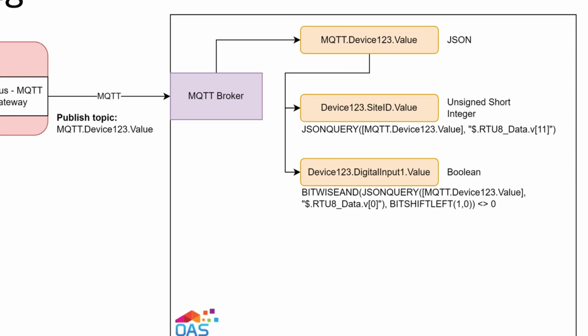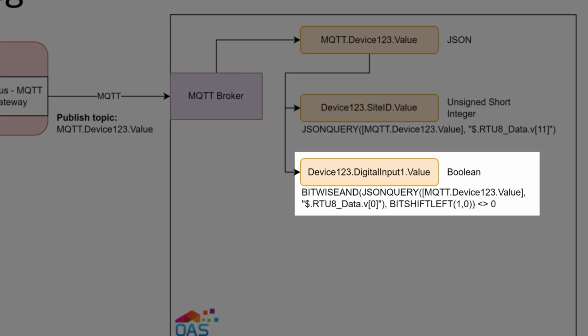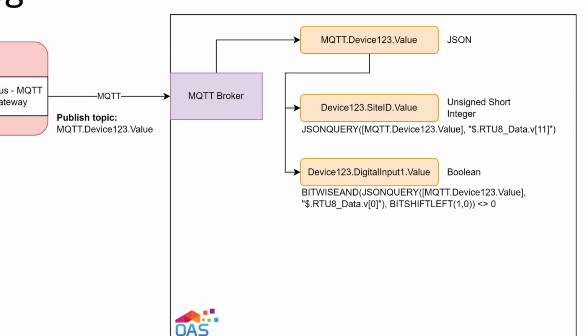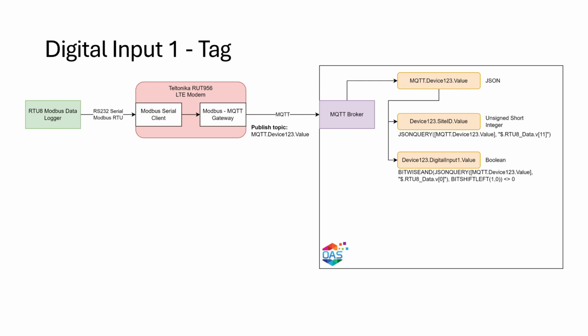Here you can see a digital input 1 tag created with a boolean data type. We can repeat this same process for other digital inputs, but you just have to remember to change the bit position in the bit shift left function to whatever bit position you want to check. For digital input 1 it was 0, for digital input 2 it would be 1, and so on. Let's now move on to an analog input.